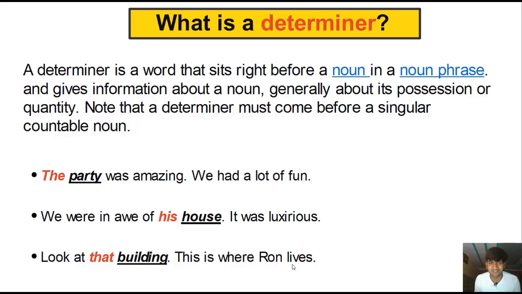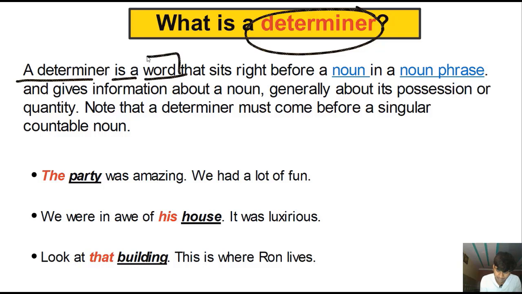Alright everybody, let's start with understanding what exactly a determiner is and how to use it in a sentence. I just want you guys to look at the word determiner. Determiner, determine, determiner. So it is a word that determines the meaning of a noun, right? So a determiner is generally a word. It can be a group of words, but it's generally a word, right? So understand this. It is generally a word that sits right before a noun.